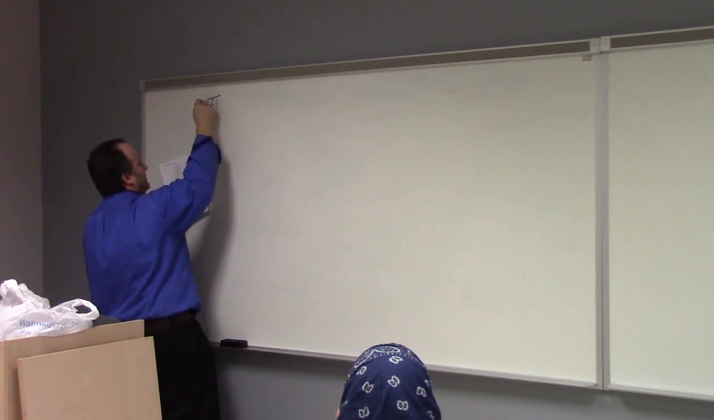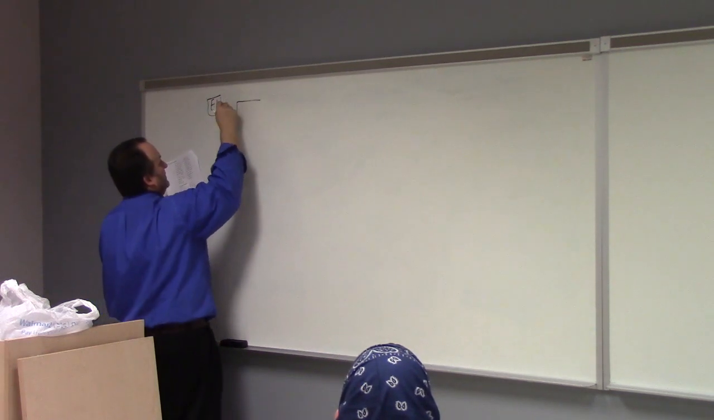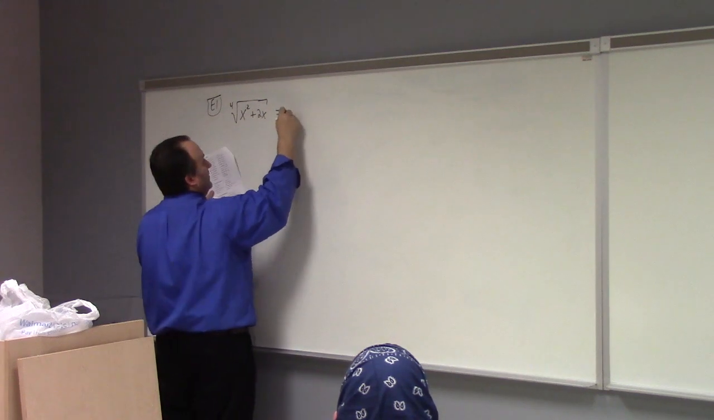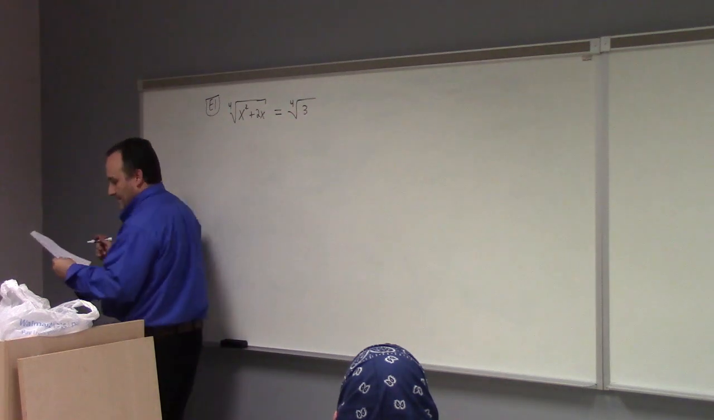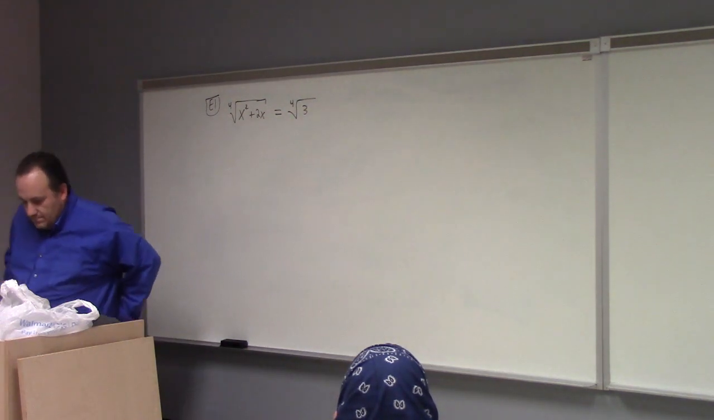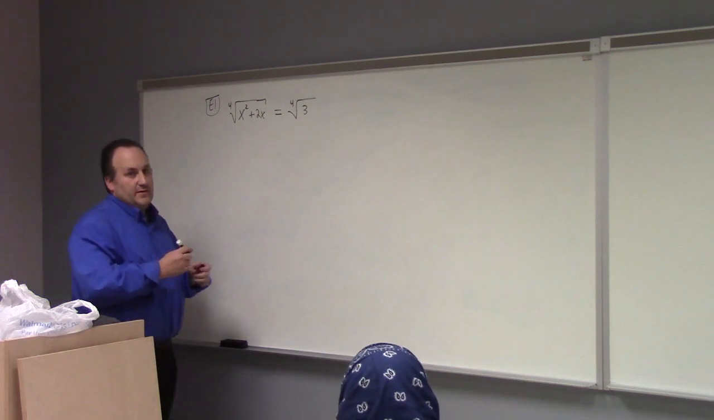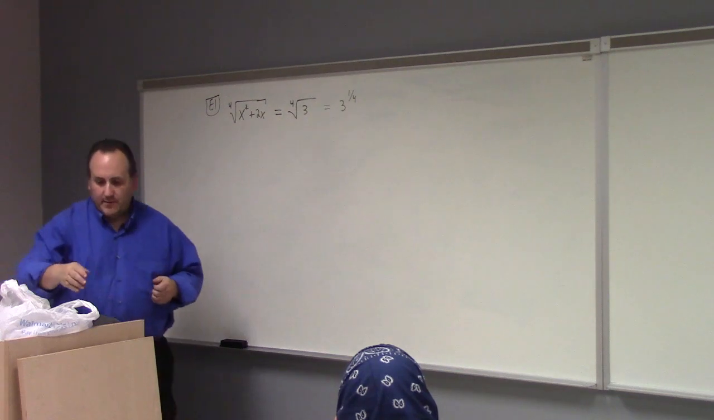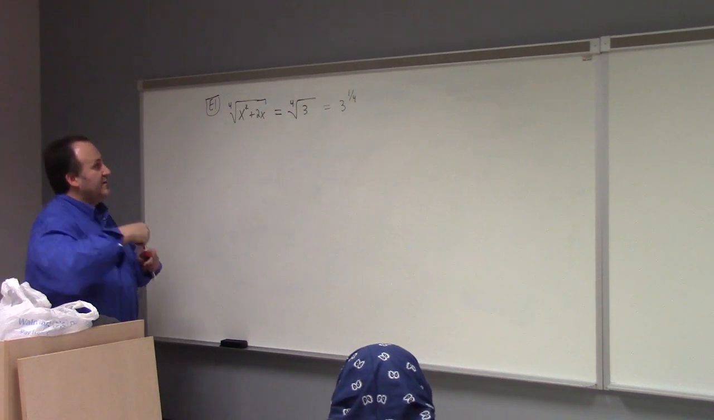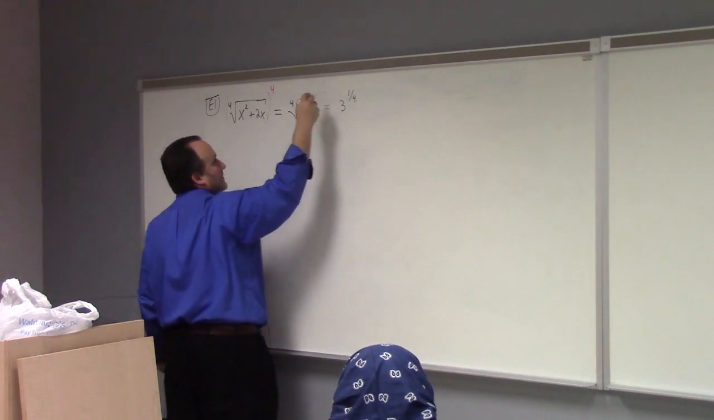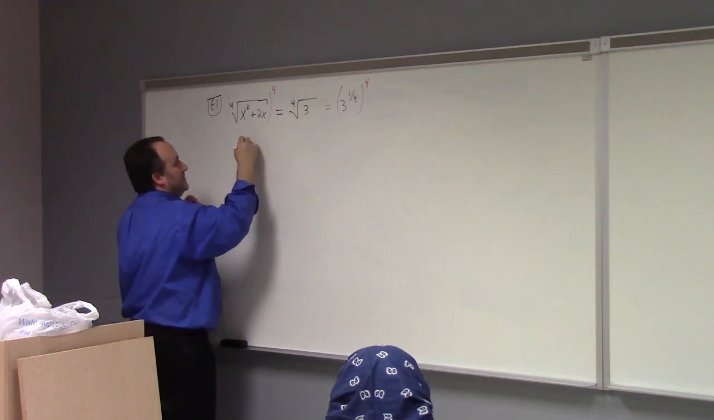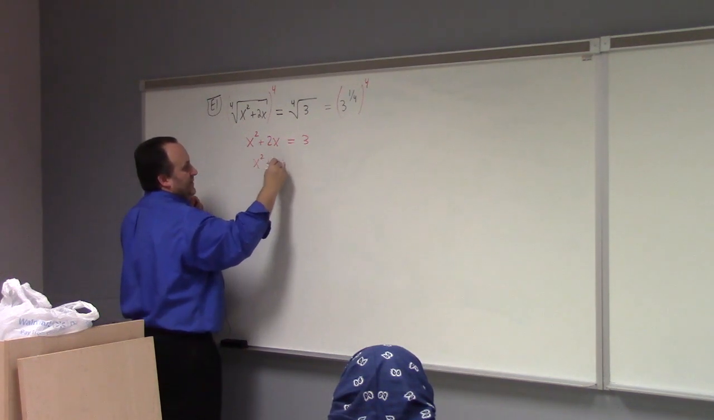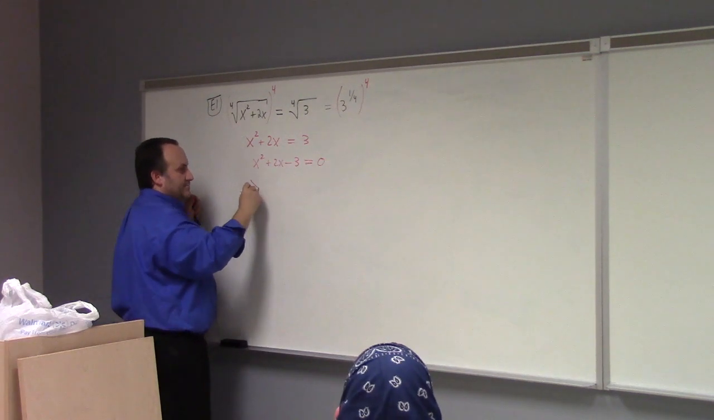We'll start with something actually relatively simple that looks kind of scary, which is the fourth root of x squared plus 2x equals the fourth root of 3. How do you solve such a problem? So remember, this is actually 3 to the 1/4 power, right? So if we raise both sides to the fourth power, then things will work out for us. So we raise that to the fourth power, and raise that to the fourth power. That gives us x squared plus 2x equals 3, also known as x squared plus 2x minus 3 equals 0, which we can factor, I think.